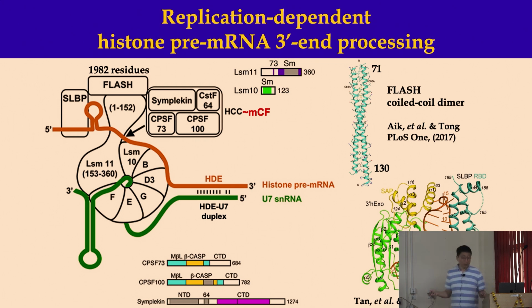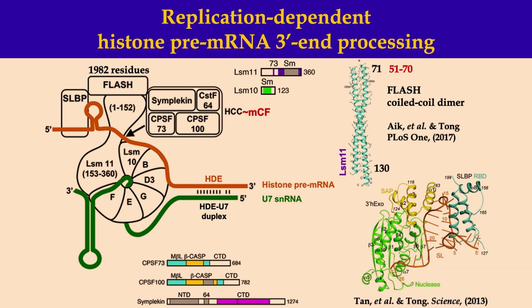Based on biochemistry, the C-terminal part of this coiled-coil dimer is where LSM11 interacts. This interaction stabilizes the FLASH-LSM11 complex. And the N-terminal region, just beyond this coil, about 20 residues, is the part that interacts with HCC. As you'll see later, it actually interacts with CPSF73. So FLASH is the bridge between LSM11, or the ring, and the HCC. Okay, so now we have pieces of this by divide and conquer.